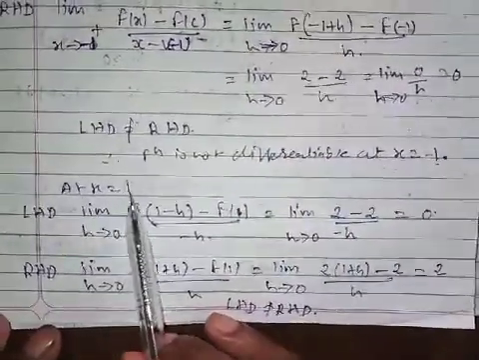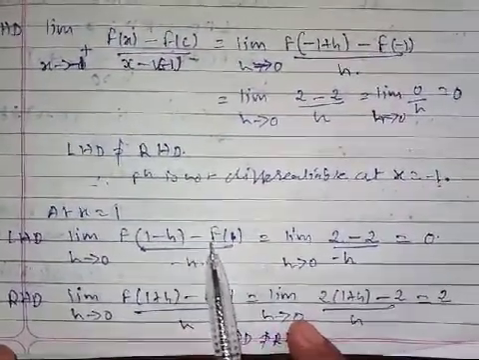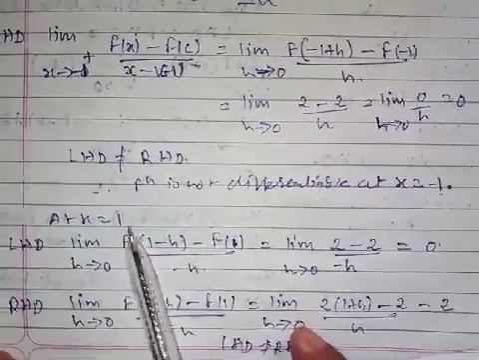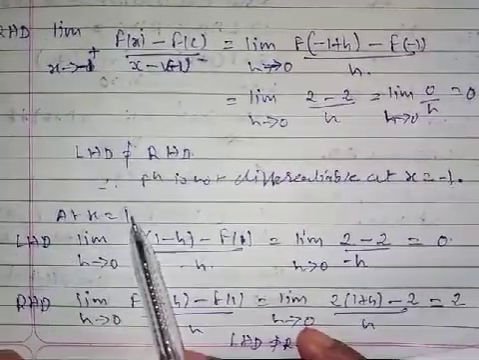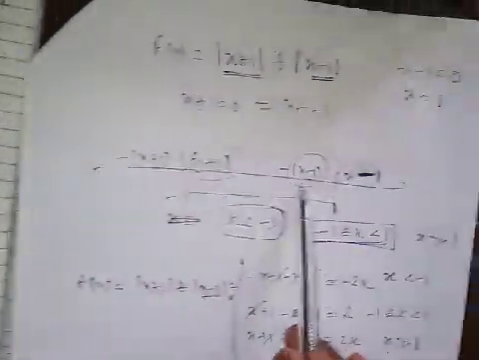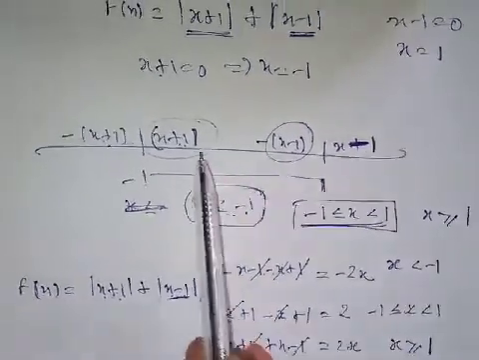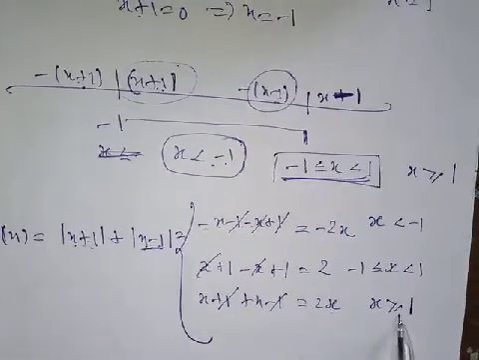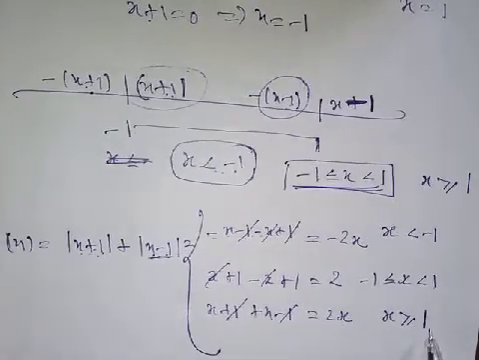We have to check at x equal to 1. So LHD, limit h tends to 0, f of 1 minus h minus f of 1 upon minus h. Where we are checking? We have to check at x equal to 1, left hand side. Now we are checking left hand side of 1 and right hand side of 1. So for these two functions, when x is greater than or equal to 1, greater than 1, then we get 2x, so it is substituted as 2x.